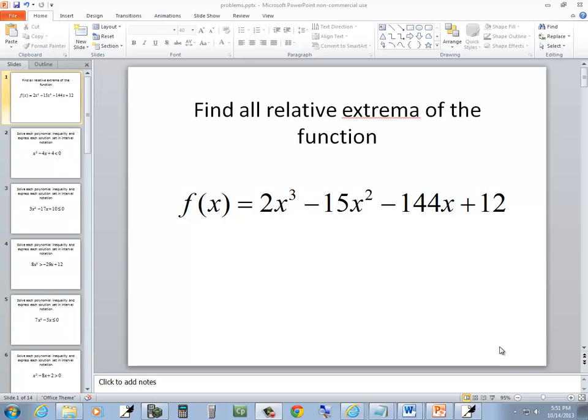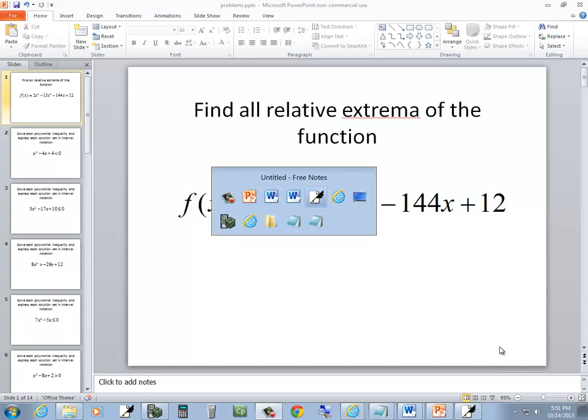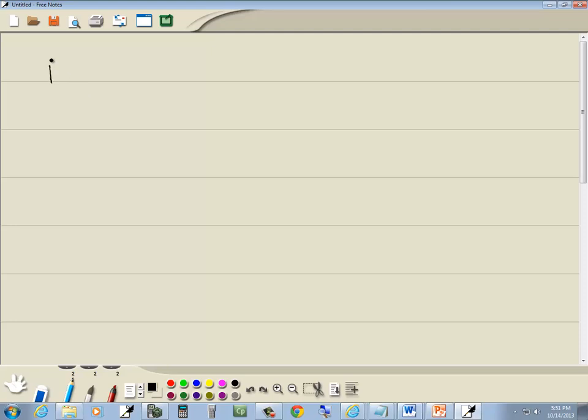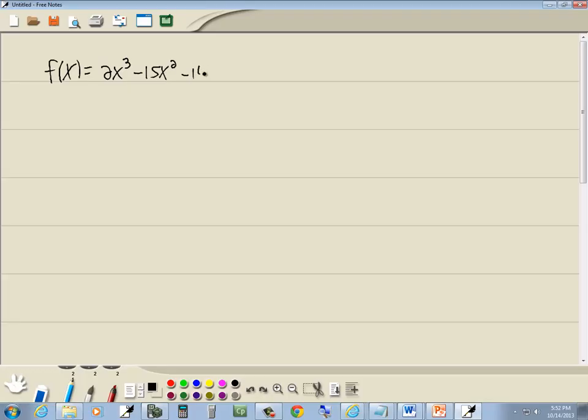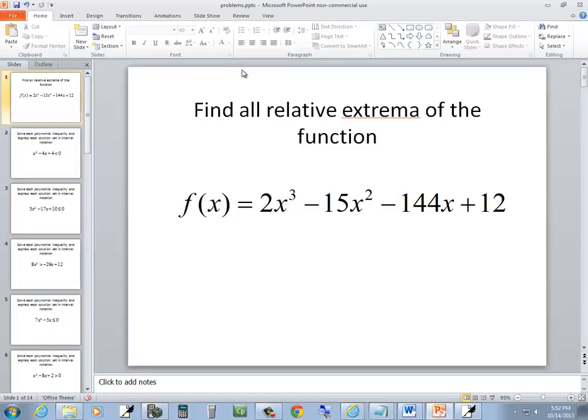In this problem, we want to find all relative extrema of the function. So we've got f of x is equal to 2x to the third minus 15x squared minus 144x plus 12.